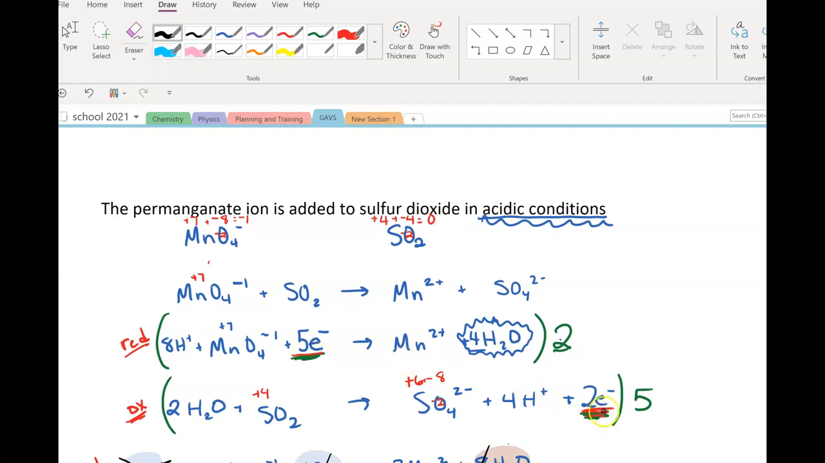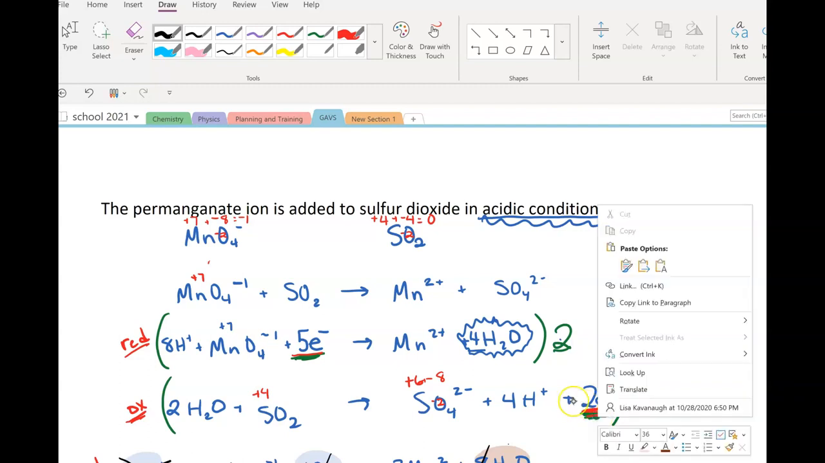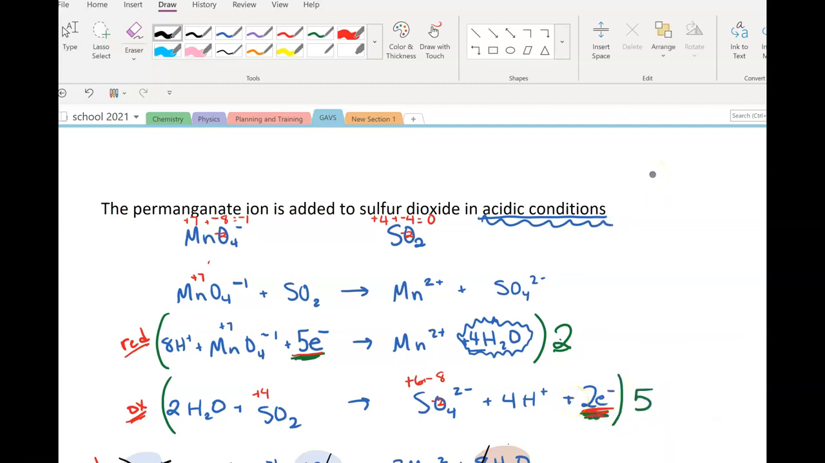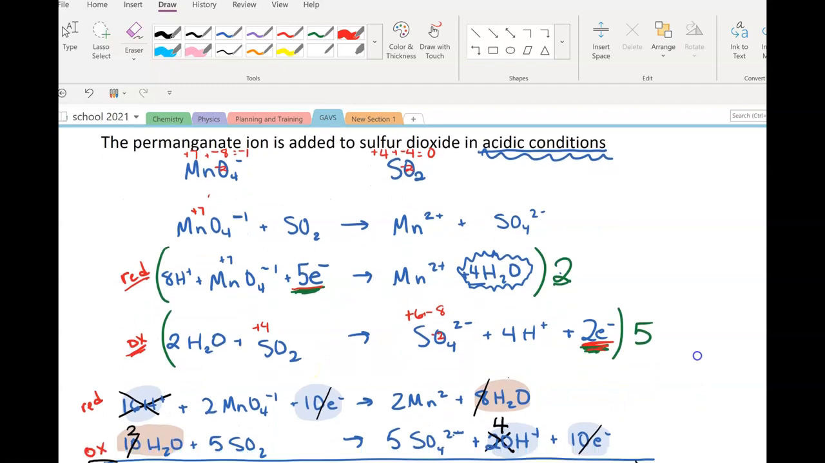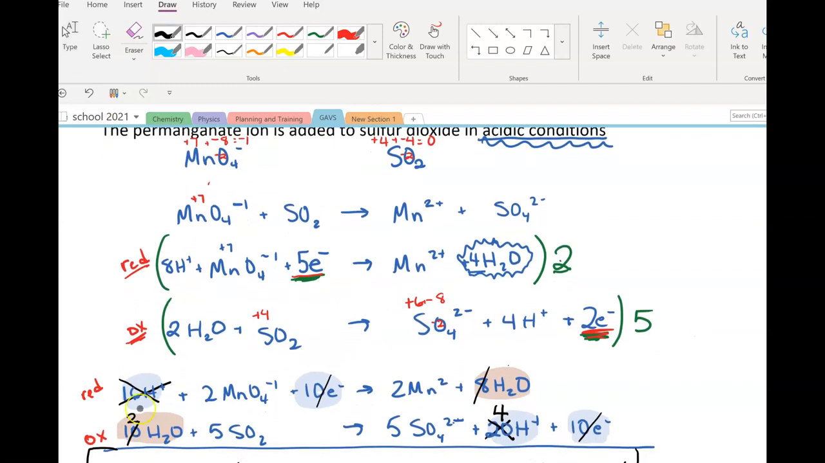So the least common multiple between 5 and 2 would be 10. So I need to multiply my oxidation by 5 in order to have 10 electrons available, and I need to multiply my reduction by 2 so that it will be consuming 10 electrons. When I write out my whole reaction, my reduction, I now have 2 times 8 is 16 hydrogens, 2 permanganate ions, 10 electrons, forms 2 manganese 2 ions, and 8 waters.